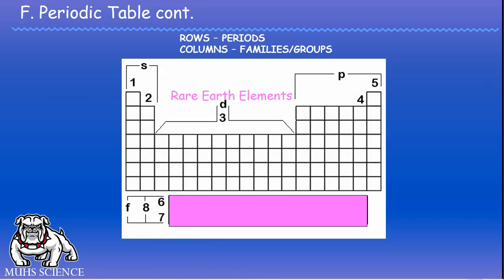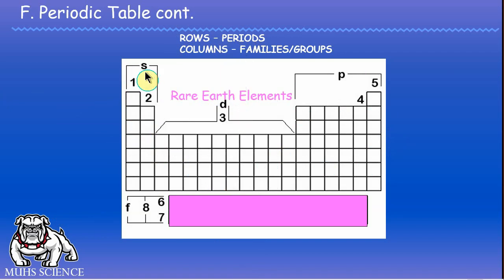I forgot to mention at the very beginning that rows on the periodic table are called periods. So you have period 1, which has 2 elements in it, period 2 that has 8 elements, period 3 that has 8 elements, and period 4 that has 18 elements, etc. The columns run up and down, and these are called families.